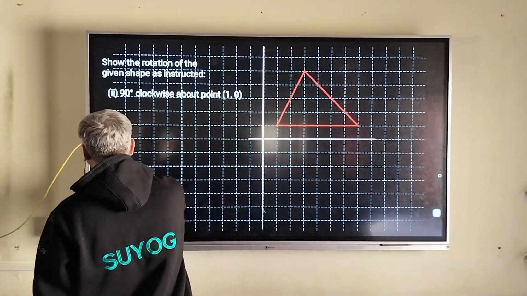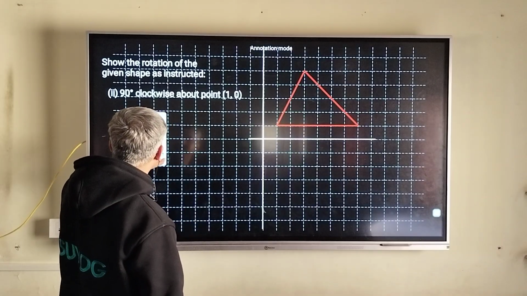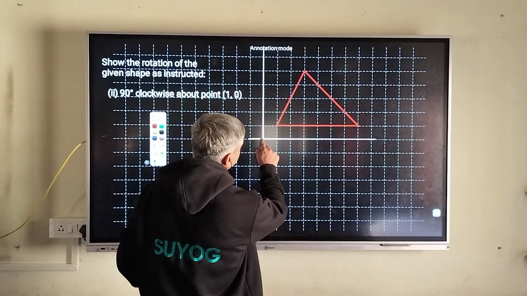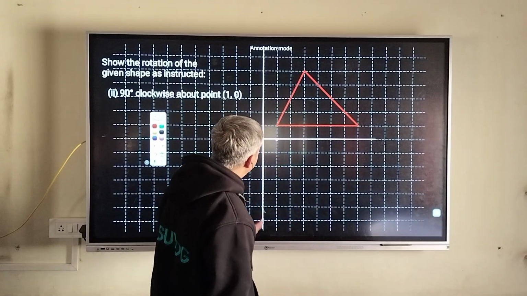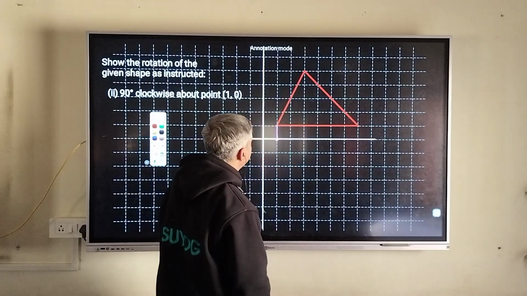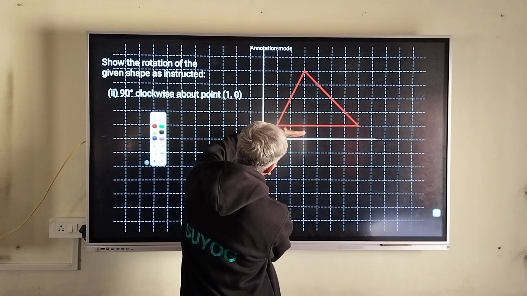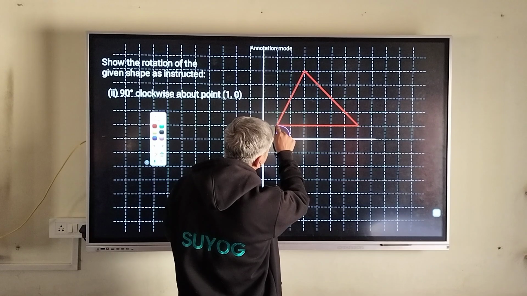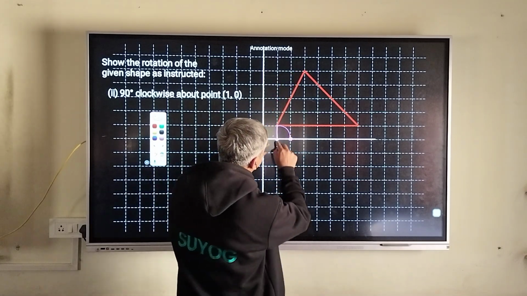Now let's solve this. Let's take this. So our reference point is (1, 0). So the x coordinate is 1, the y coordinate is 0. This is the reference point. Now let's join this reference point with this. And we'll rotate this by 90 degrees. So this is a vertical line, this becomes horizontal, and with the same rotation we get this point. So this will come here. This point, let's join.